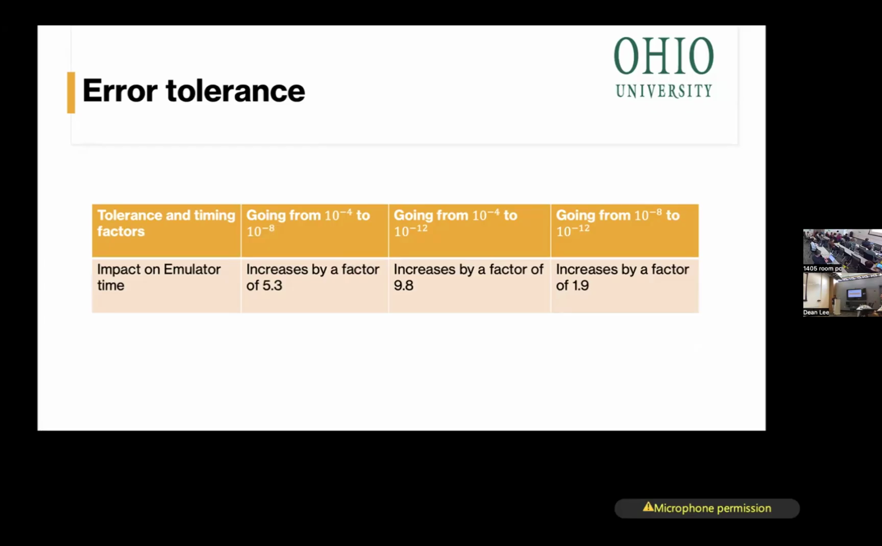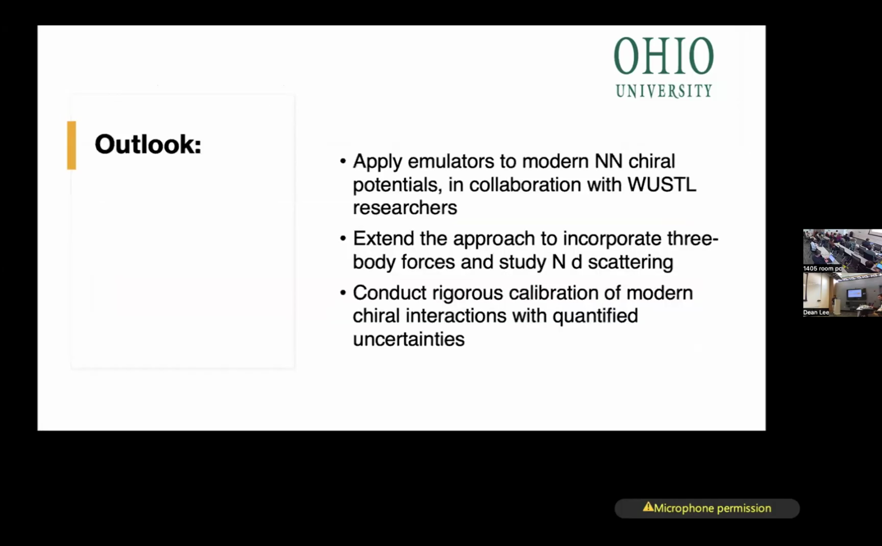So up to this point, that's what we have been doing. And this is our future outlook. In future, we want to build this. This was a 2-body nuclear scattering problem. Now we want to extend this into 3-body and explore ND scattering. Then do more rigorous chiral interaction with uncertainties, and also explore this Bristol potential. And that's where I end.